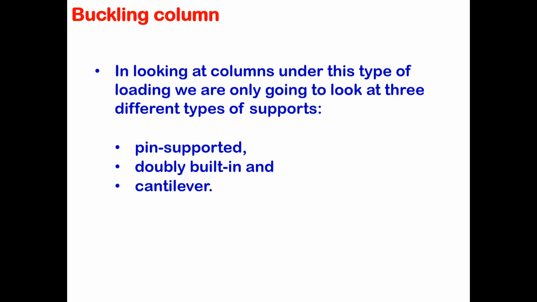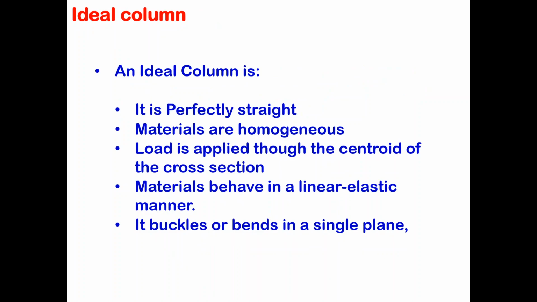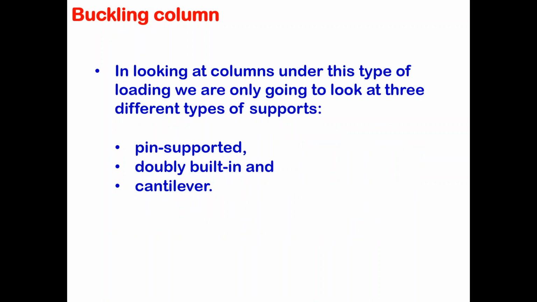Okay. So in looking at columns under this type of loading, compressive loading at the centroid, we are going to look at three different types of supports. Just keep in mind that this is the definition of an ideal column, and these conditions are not really met in the real world. That's why we will have buckling failure, and the load can actually be higher than the critical buckling load. But let's go back to the analysis of the theory behind critical buckling, or how we can find the actual buckling load that is going to happen.